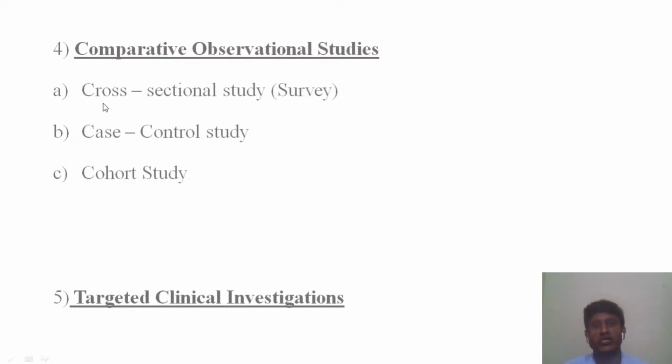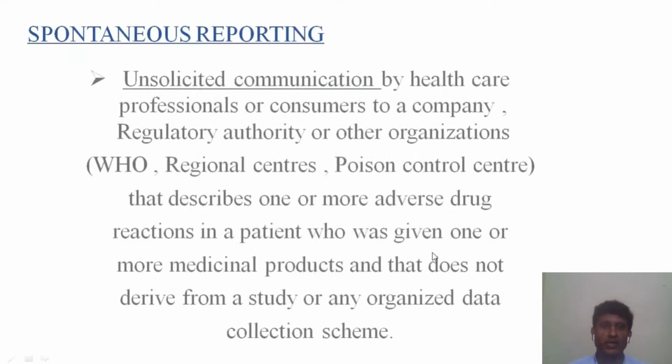Then comparative observational studies, cross-sectional is one time, because we are just going there and looking at the point prevalences. Then case control studies, where it is a retrospective study. So we are going back, we are comparing the case and the control. Then cohort study, again, we all know we have studied these in community dentistry also, and it is prospective studies which are carried further and observed. Then these are some of the targeted clinical investigations also, one particular disease, one particular drug, and we are targeting and looking for the adverse drug reactions.